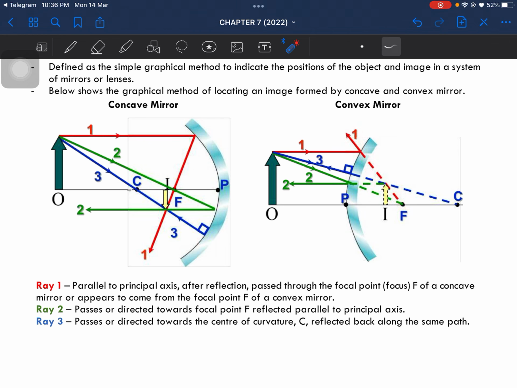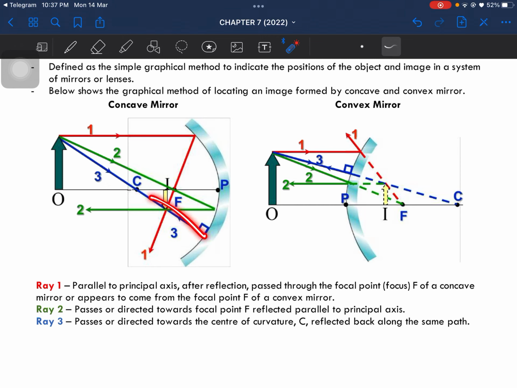And then the green color line, ray 2, passes or is directed towards the focal point. You draw it from the top of the object through the focal point and it is reflected parallel to the principal axis here. Same thing for the convex mirror, it passes through the focal point and then is drawn from the mirror parallel to the principal axis, sorry.